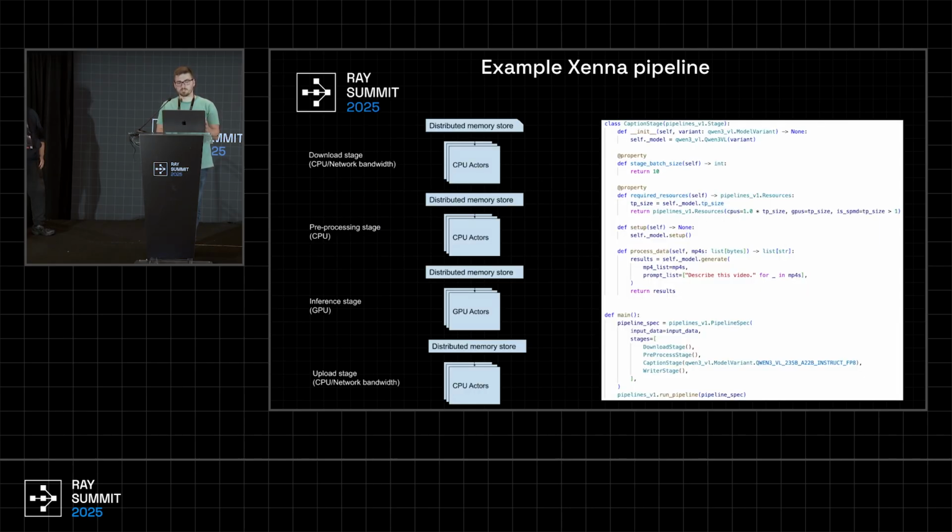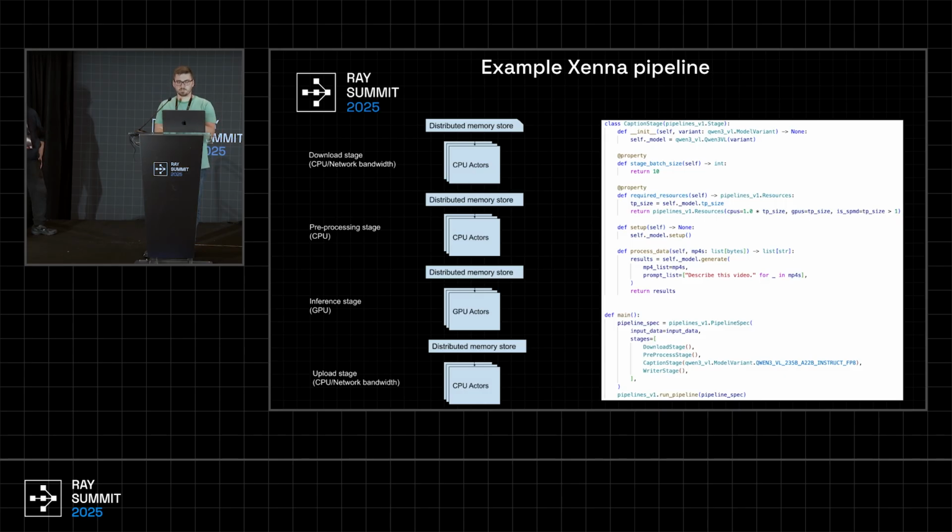Here we have an example of a Xenna pipeline. On the left, you can see the general layout of the pipeline. We have multiple stages. First, we download the data, then we do pre-processing on CPU, and then we run inference on GPU, and then we upload the result. This is just an example pipeline. You can have pipelines with many stages. Some of ours have like 20 stages.